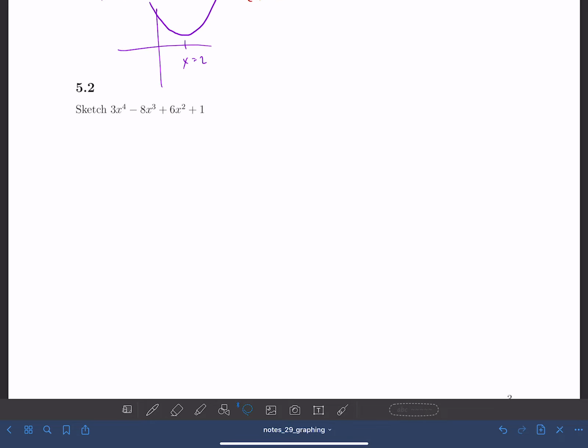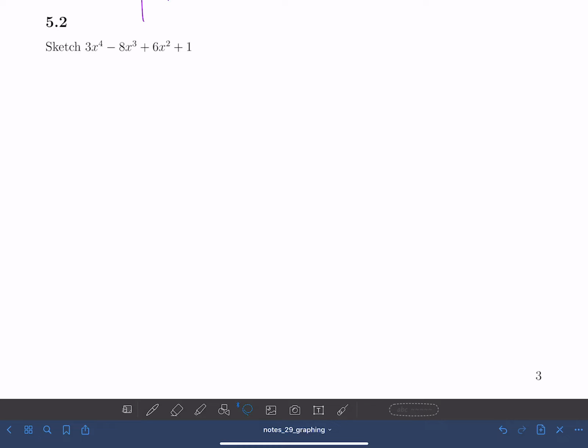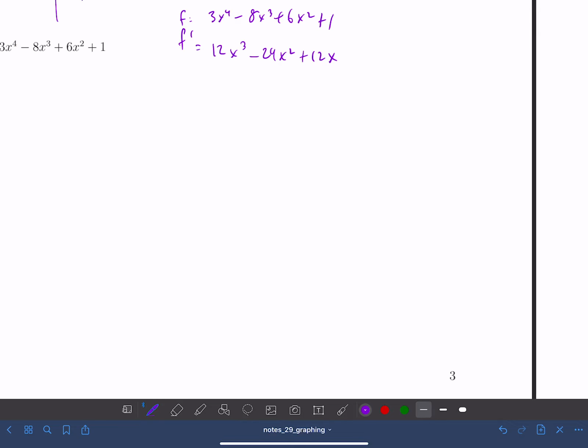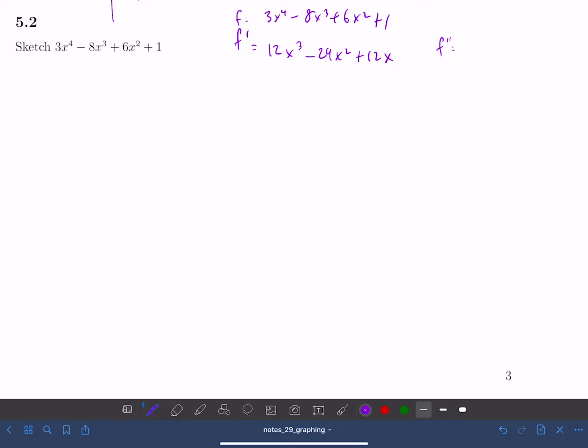Let's try this quartic. f equals 3x to the fourth minus 8x cubed plus 6x squared plus 1. Find f prime equals 12x cubed minus 24x squared plus 12x. And I know I'm going to need the second derivative. f double prime equals 36x squared minus 48x plus 12.